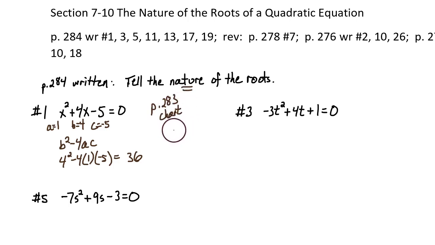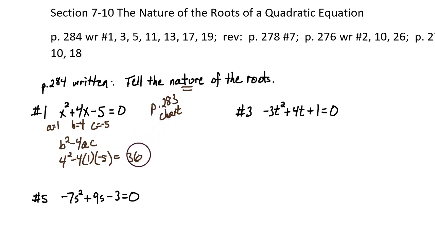There are 3 possibilities that you can get when you figure out the value of the discriminant. One is that it could be a positive number, like we have here. Another possibility is the discriminant could turn out to equal 0. And the third possibility is that the discriminant could turn out to be a negative number. Use the chart to figure out what that means as far as roots.